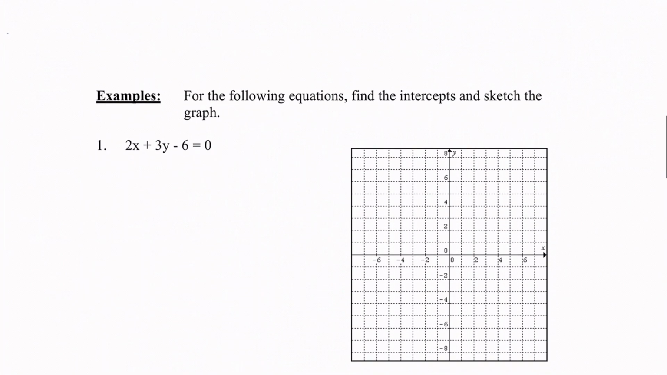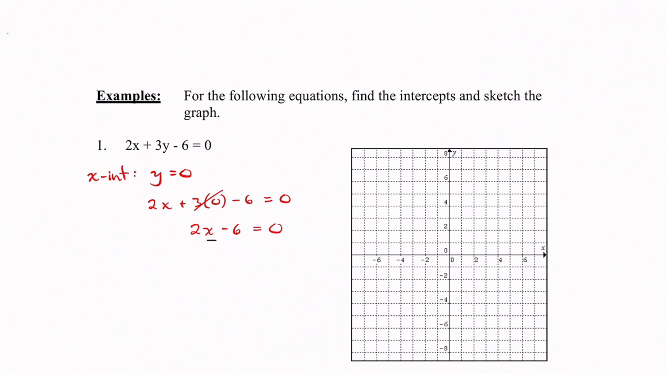It says, for the following equations, find the intercepts and sketch the graph. So we're going to find the x-intercepts and the y-intercepts of this. So let's do the x-intercept here first. That happens when y is equal to 0. So I'm going to change the y in here into a 0. So I'm going to have 2x plus 3 times y, but y is a 0, and then minus 6 equals 0. So timesing by 0, that's going to be gone. So I just have 2x minus 6 equals 0, and that's an equation that I can solve.